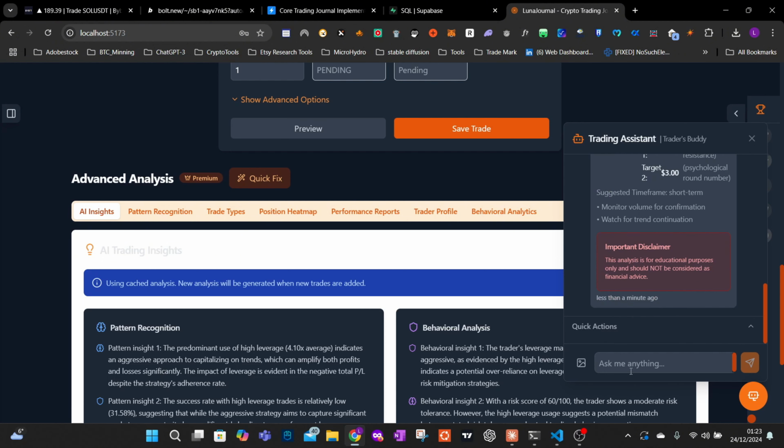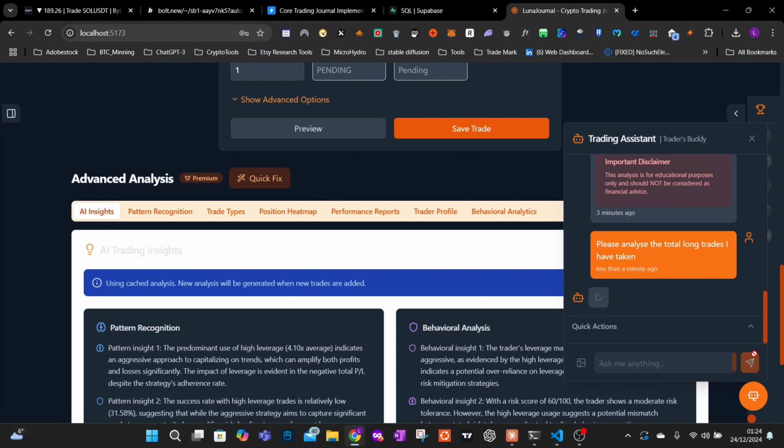Another thing, let's say, please analyze the total long trades I have taken. So it should look at all my long trades and basically give me some analysis.